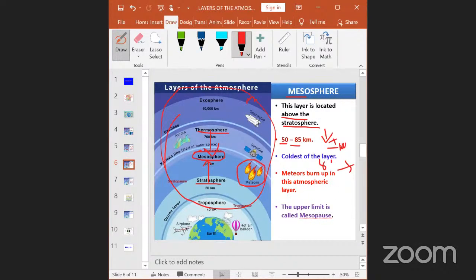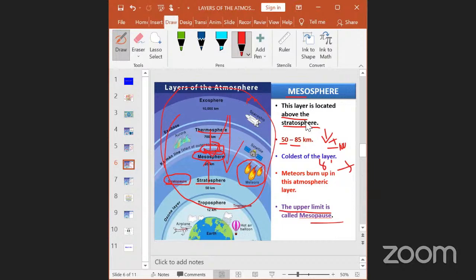This transition boundary which separates the mesosphere from the stratosphere is called the stratopause. In the mesosphere, there are molecules that absorb incoming electromagnetic radiation from the sun. So this is the mesosphere, and the upper limit is called the mesopause, here, you see here, mesopause.